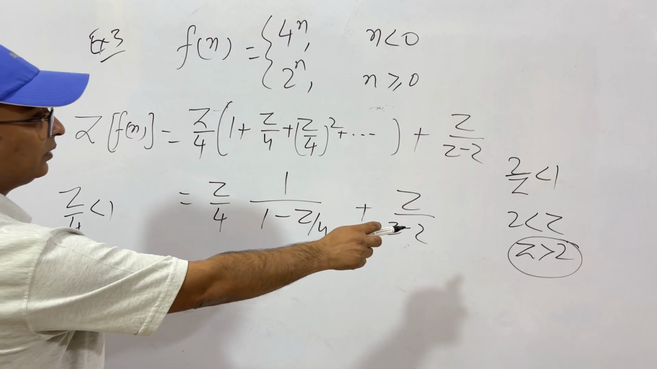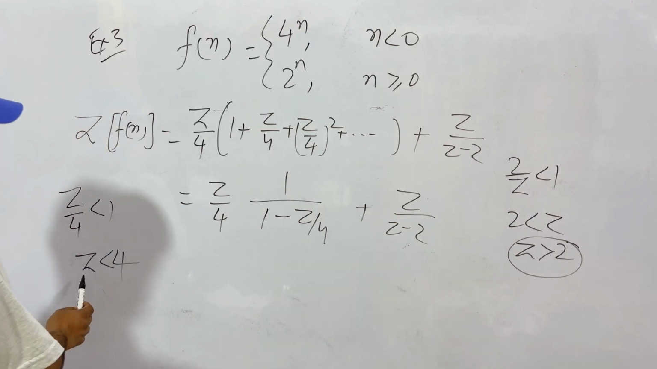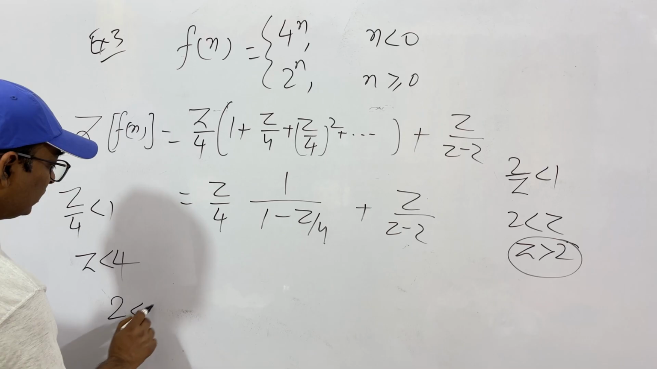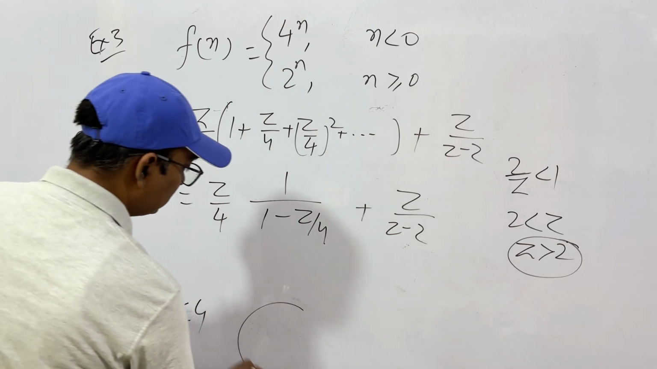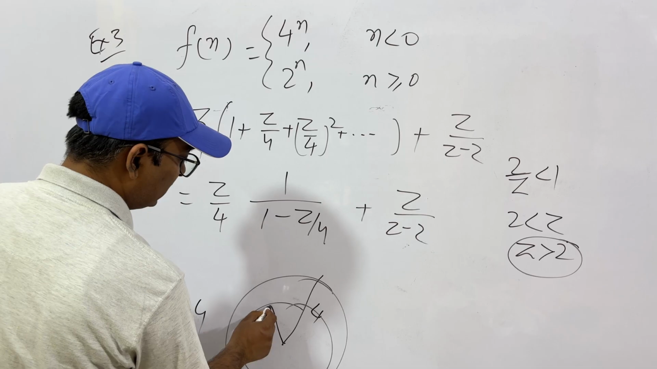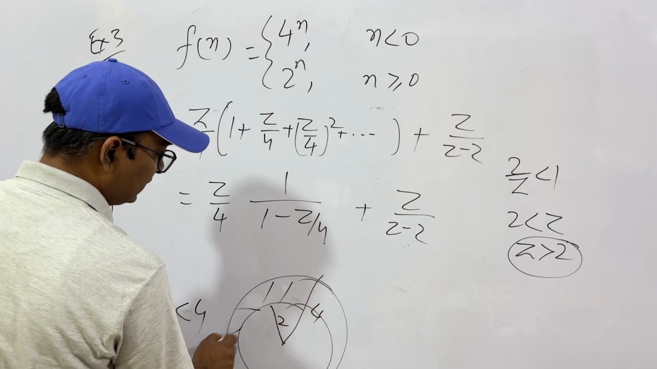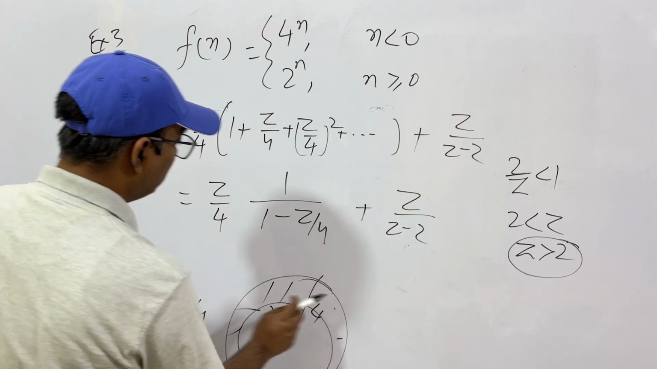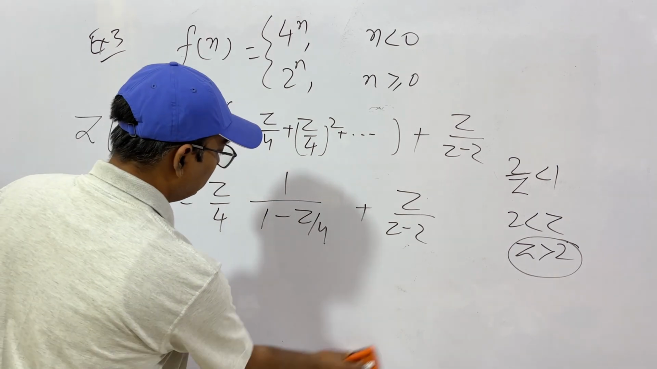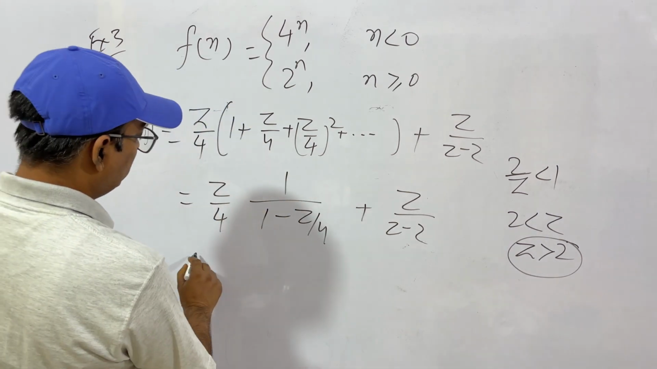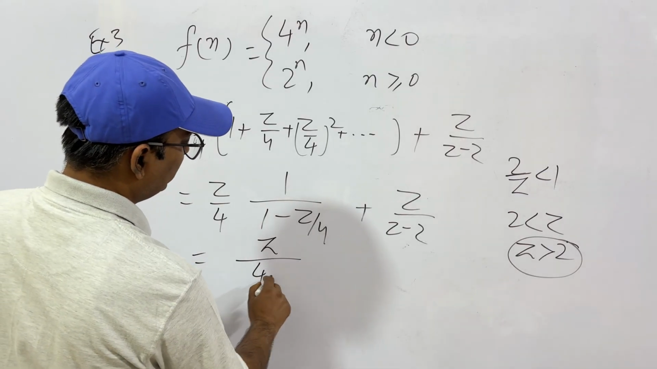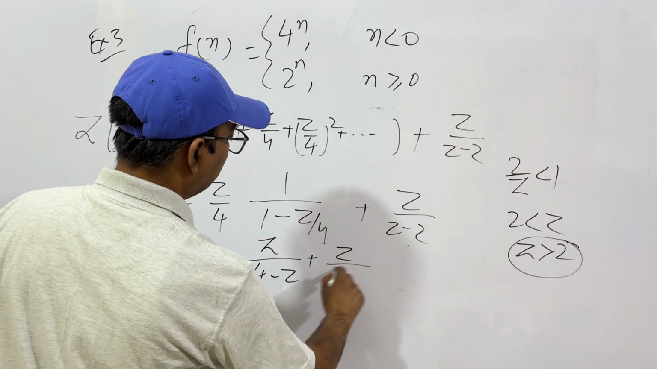You have z greater than 2, and this is z less than 4. Therefore the region of convergence here will be 2 less than z less than 4. That is, if you draw a circle, the outer radius will be 4, the inner radius will be 2. This is the region of convergence, this annular region. This is clear? Now let's see this value. 4 will go up, cancel. So you have z by 4 minus z plus z by z minus 2.